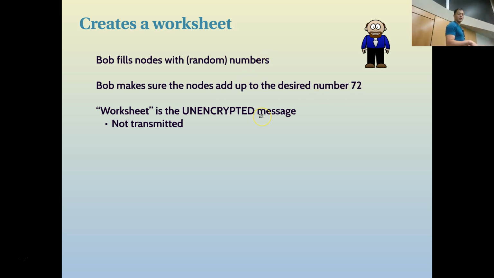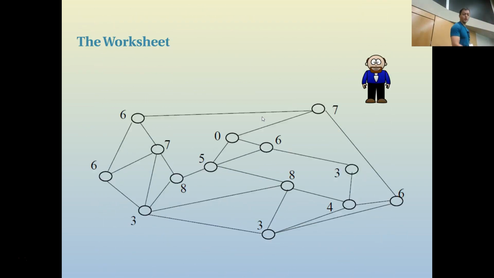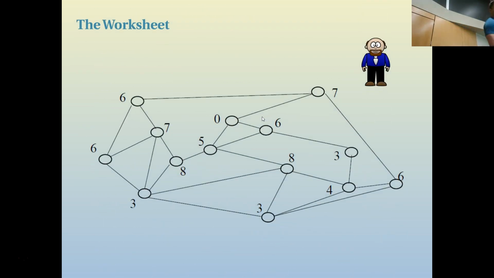And this worksheet is the unencrypted message, right? Because if Evan got a hold of this worksheet, all he'd have to do is add up the numbers in the graph, and then he's got 72. So this is not what you're going to send. Instead, you're going to take this worksheet, and you can validate this offline. If you add up all these numbers in this graph, you'll get 72.